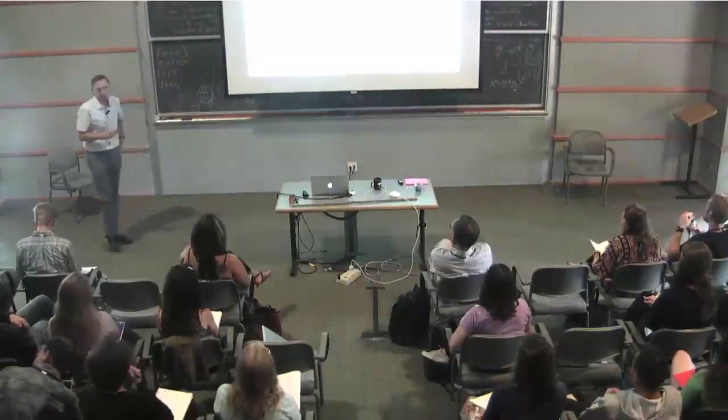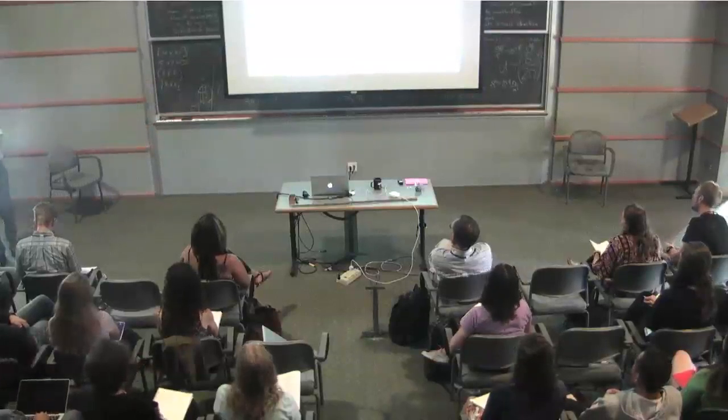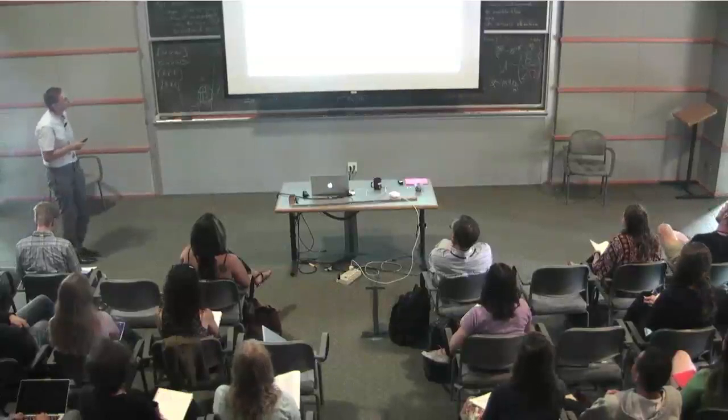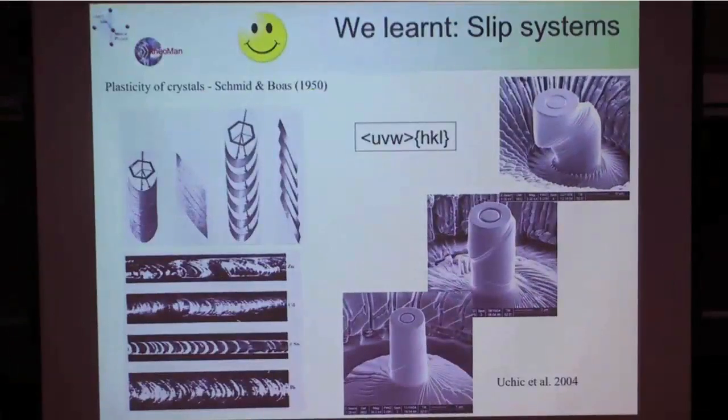As I said, I will make a few stops to see what are the good points, what are the bad points, where are we, what did we learn. So far we have learned already a very important concept in plasticity, which is the slip system. A slip system is a family of planes and a family of directions. Those directions have to be within the plane. We have some constraints: it's shear, it's only shear.